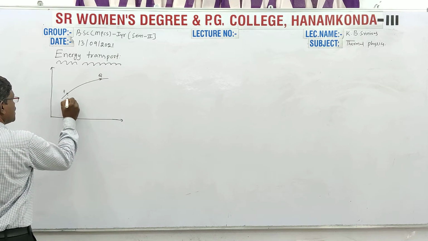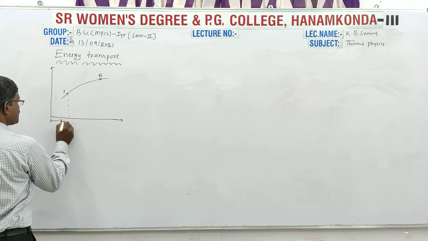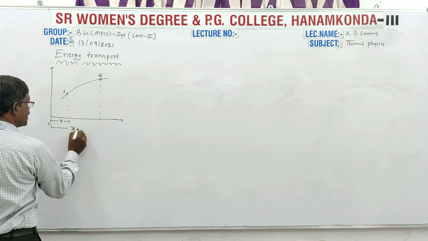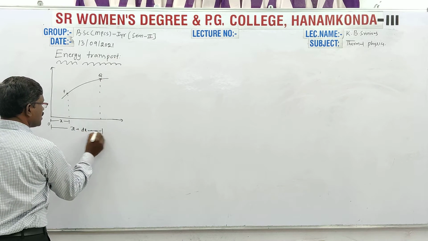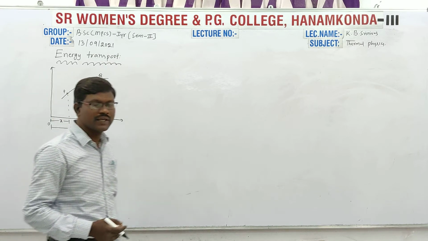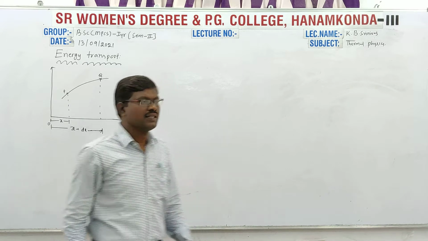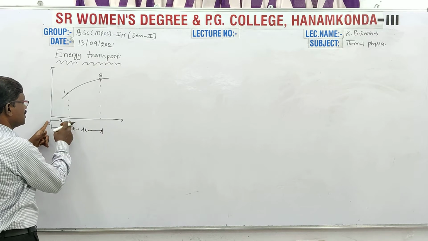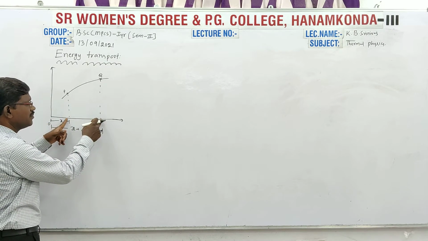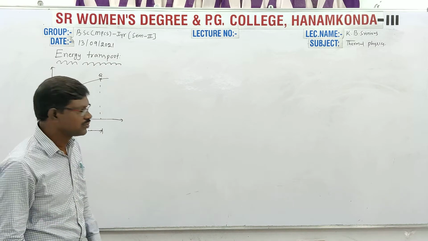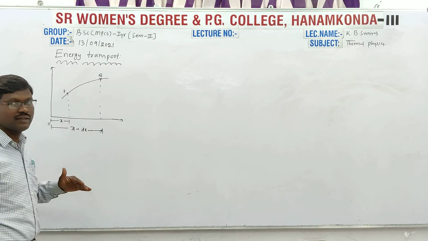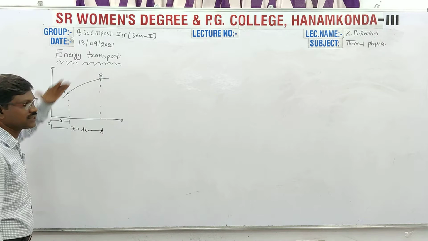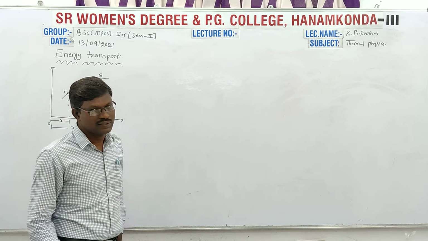Let the position of P be some x from the origin, and the position of Q be x plus dx. That means the length of this element PQ is equal to how much? dx. This is x plus dx, this is x. If you subtract, you get the length of the small element as dx. When it is in a vibrating state, the length of the element will increase from dx to some ds. That we have already discussed in our previous lecture.